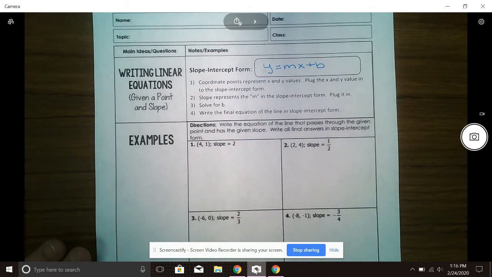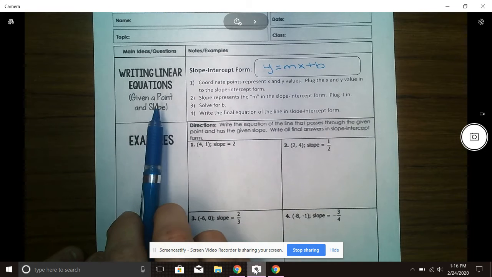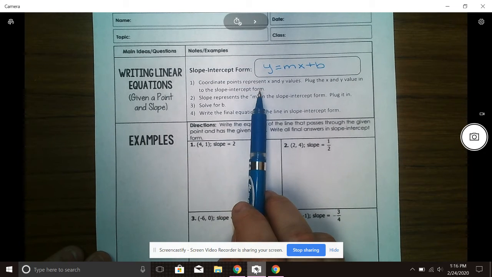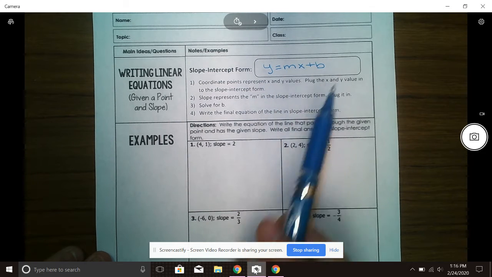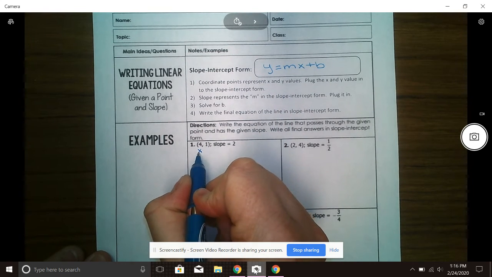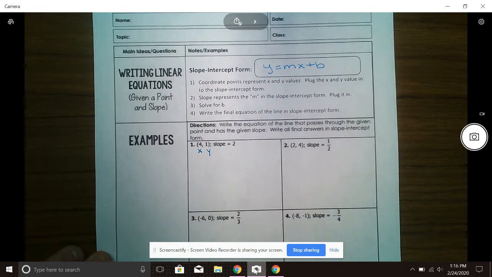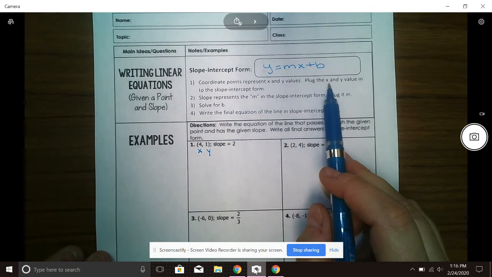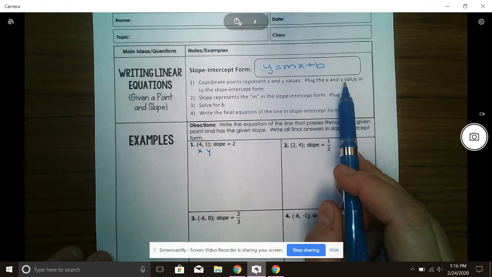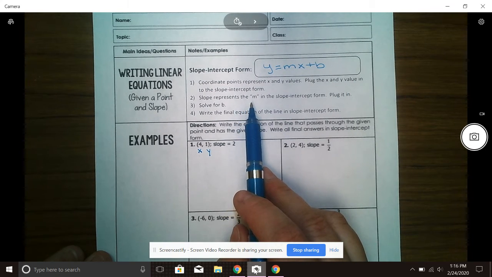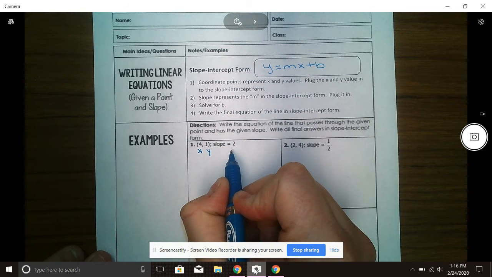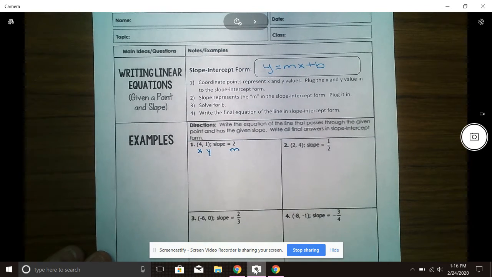So here's how we're going to work through problems when we are given a point and a slope. First, the coordinate points represent the x and the y in this equation. I'm going to label 4 the x and 1 the y. So we're going to put that x and y into the slope-intercept form. Also, the slope represents the m in the slope-intercept form. So in this problem, the 2 is the m. So we're going to plug all those things in.